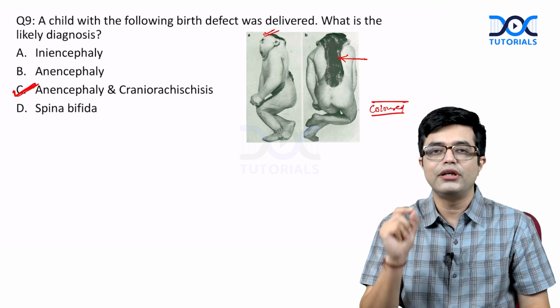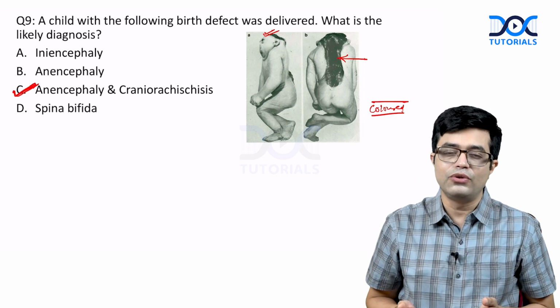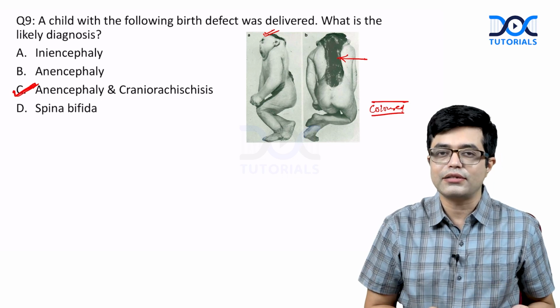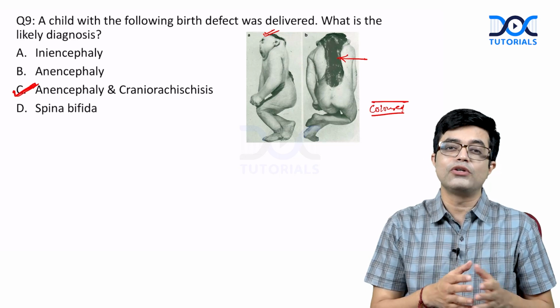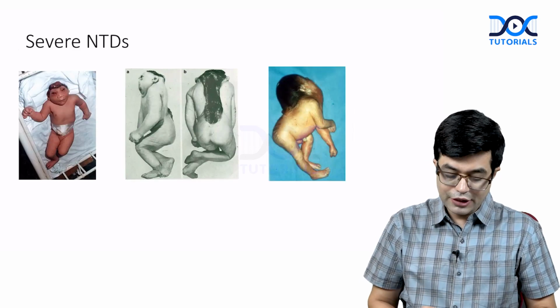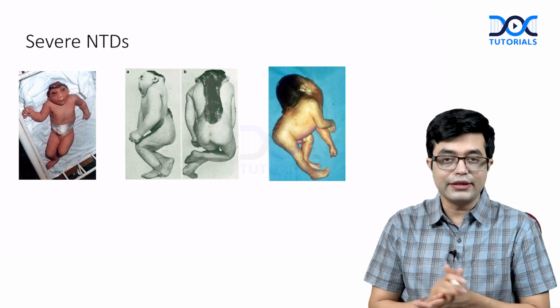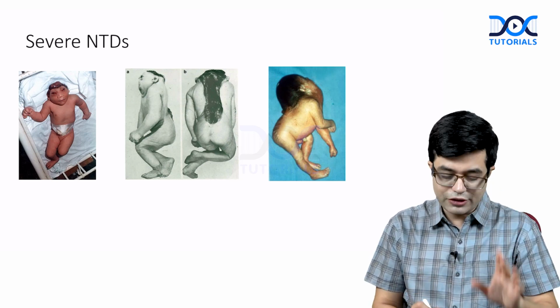It is a condition not compatible with life. You can check it in utero by antenatal ultrasound. You can do the markers like alpha fetoprotein and acetylcholinesterase, which will be elevated in these patients, right? So these are the 9. Answer is this. Now, severe neural tube defects, 3 important neural tube defects you should remember.